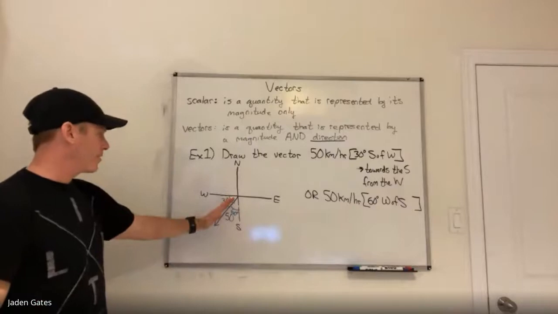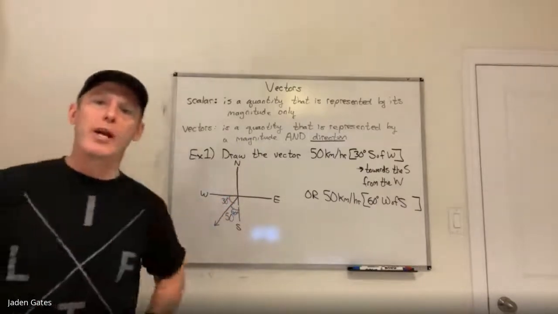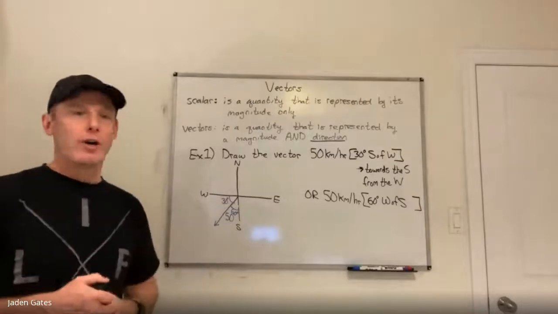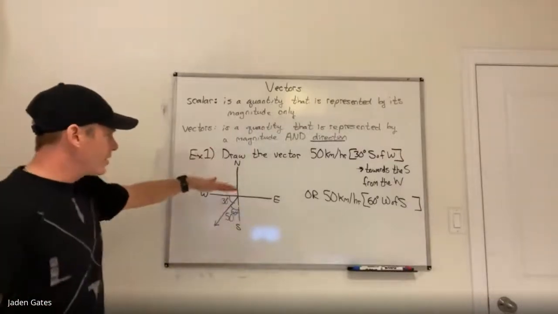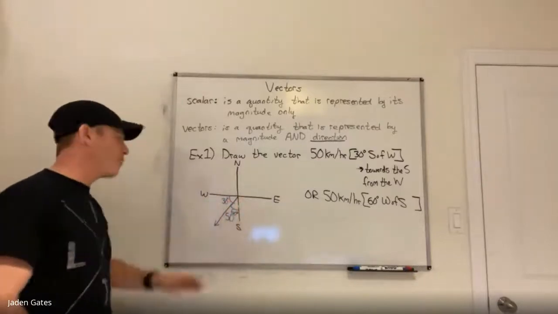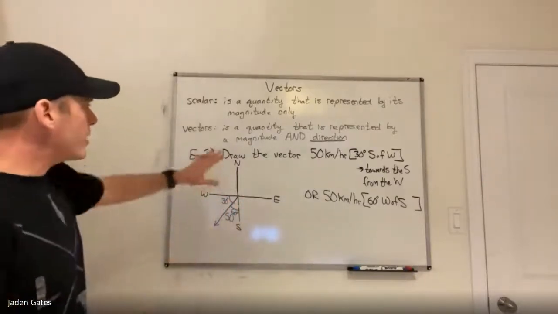All right, so there's always 2 ways to describe a vector. The magnitude will never change, but your direction will. In this case, we could look at it as starting from the west, moving towards the south, or starting from the south and moving towards the west. So that is just drawing a vector for us.